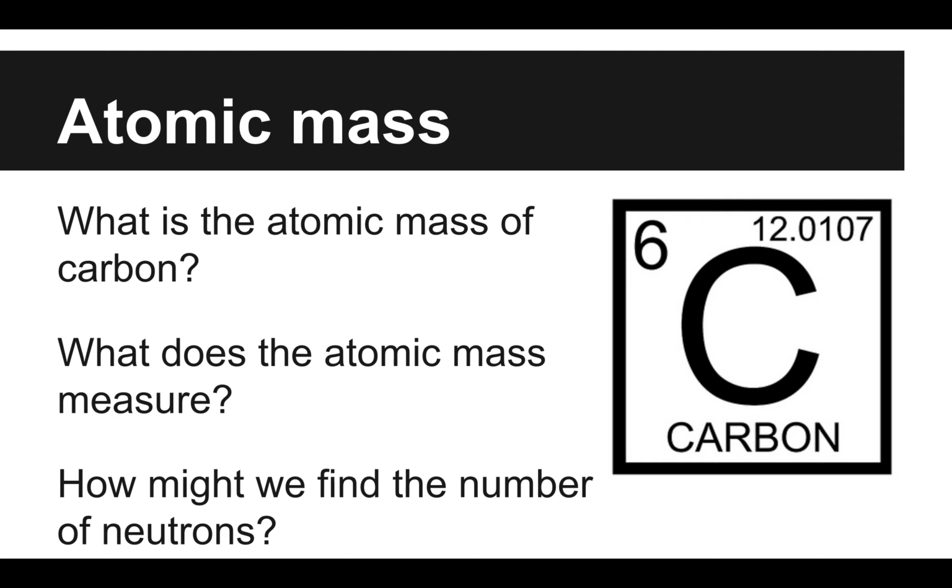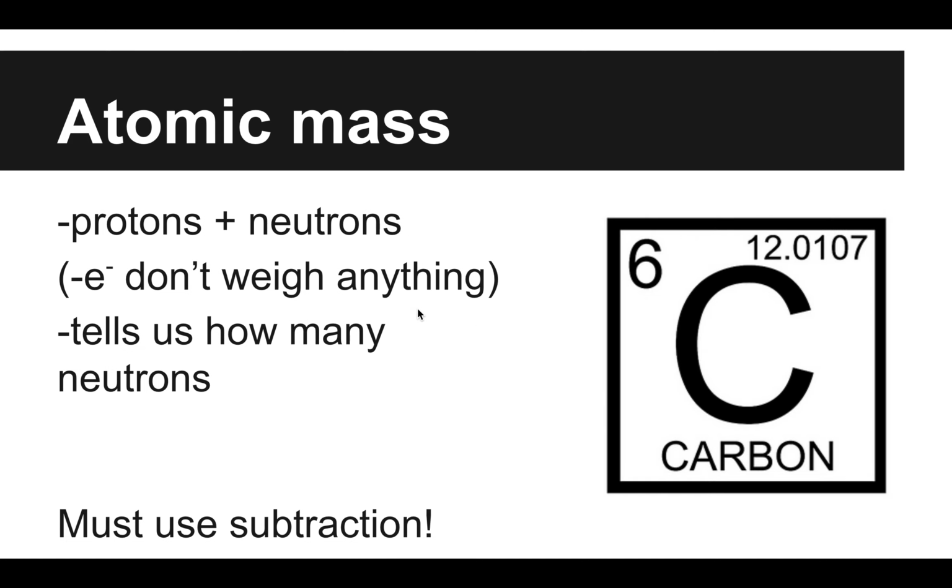Okay? So then my question was, how might we find the number of neutrons in an element? Well, if we know the mass is protons plus neutrons, and we know that the atomic number is just the protons, we can do some subtraction to figure out the number of neutrons. Okay? So here, I think the next slide, yep, we have them here. Protons plus neutrons are the atomic mass. And so we can use some subtraction.